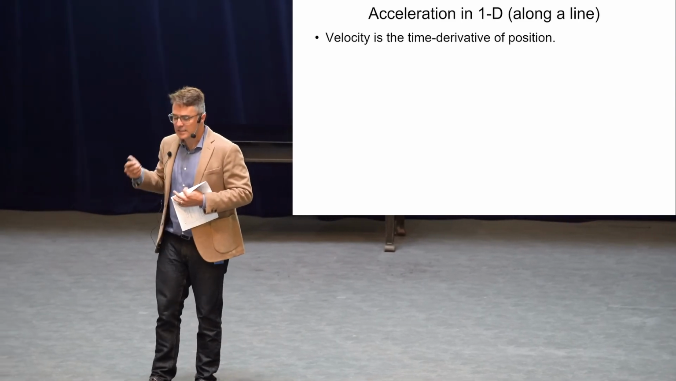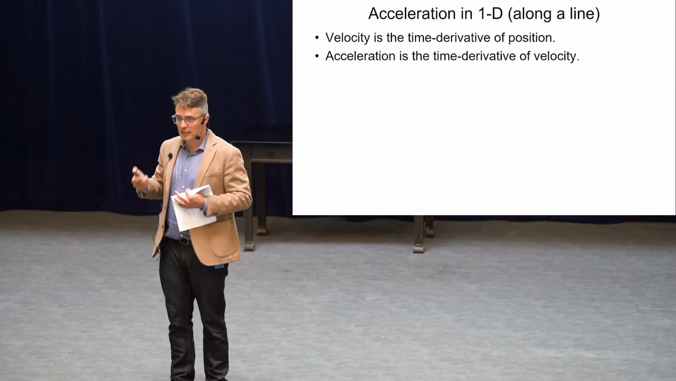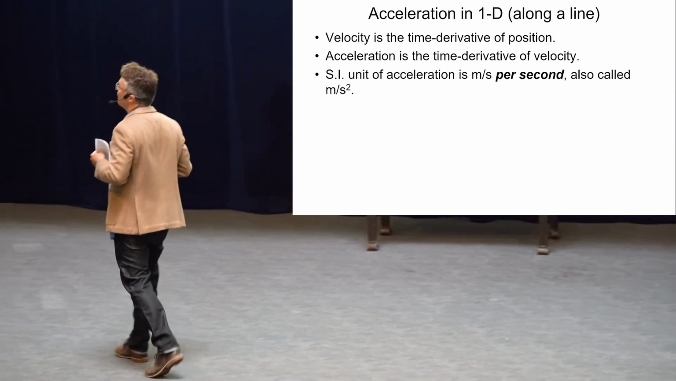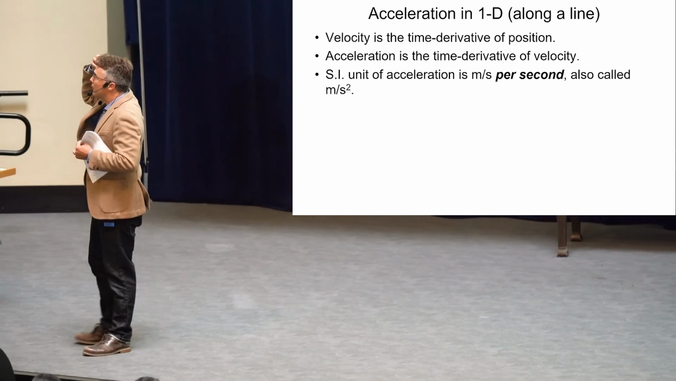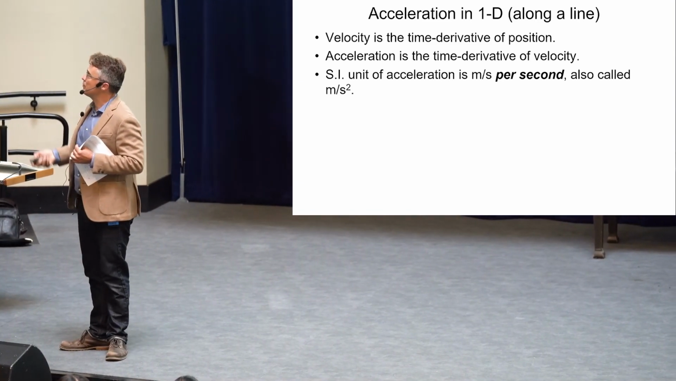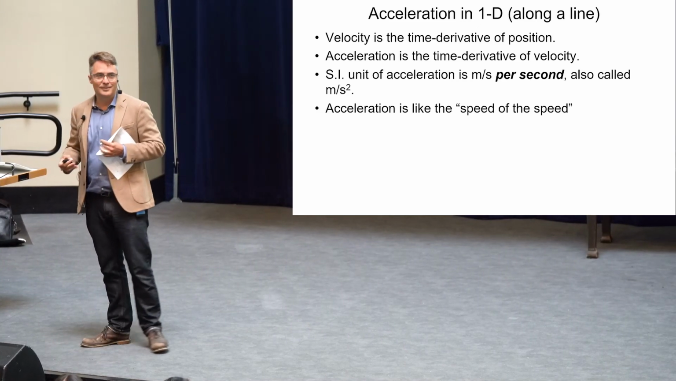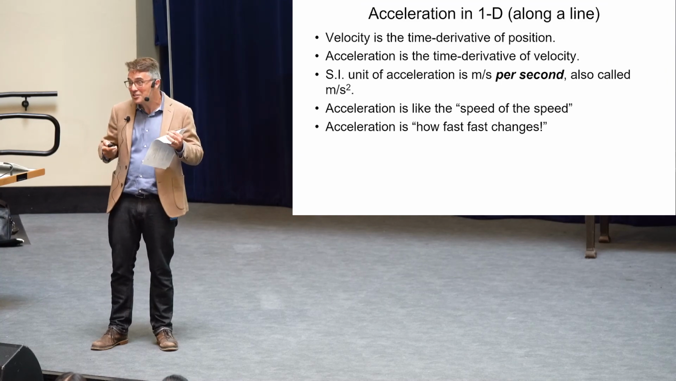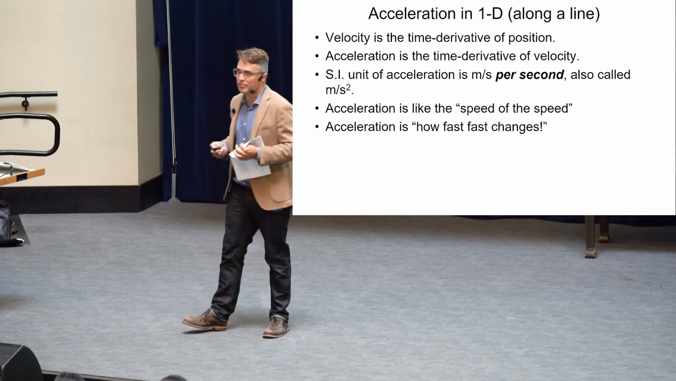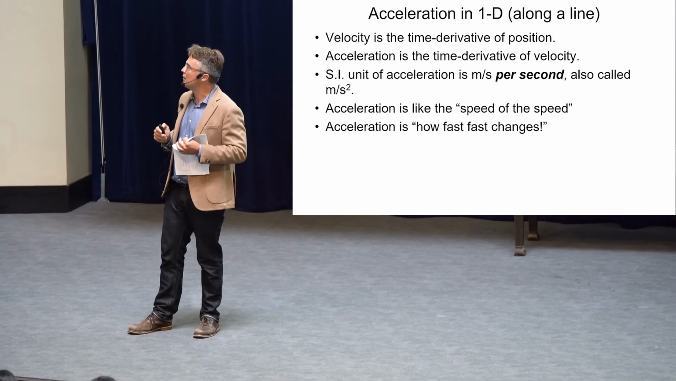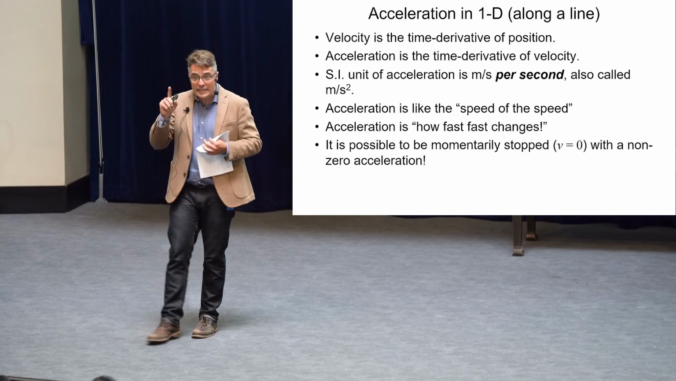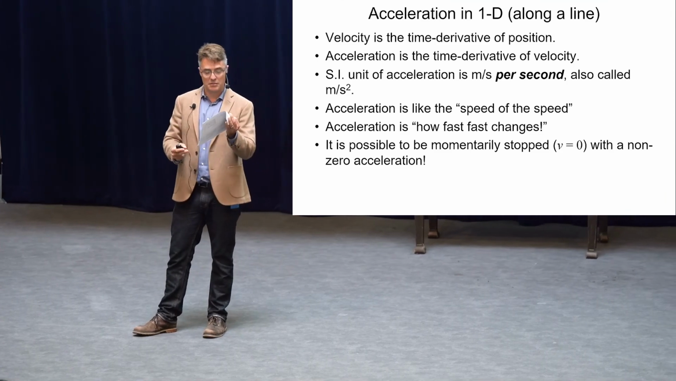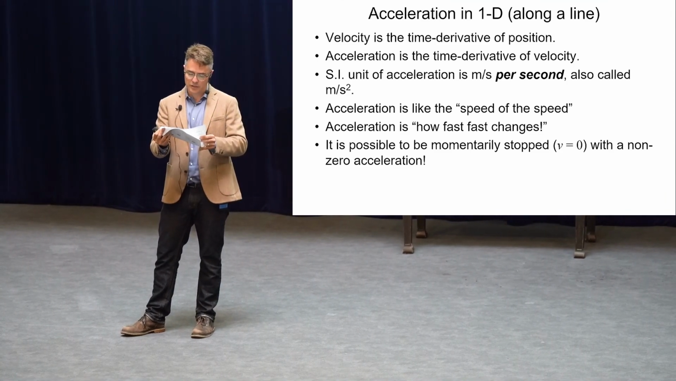So velocity is the time derivative of position. Acceleration is the time derivative of velocity, and by that I just mean the slope of the tangent. The SI unit of acceleration is meters per second squared. Some people call it the speed of the speed, or how fast speed changes. It's a weird, tricky little concept, but it's going to come up when you do F equals ma, so you better have a good handle on it. And it is possible for an object to be momentarily stopped with a non-zero acceleration, believe it or not. We will get into that a little more next time.